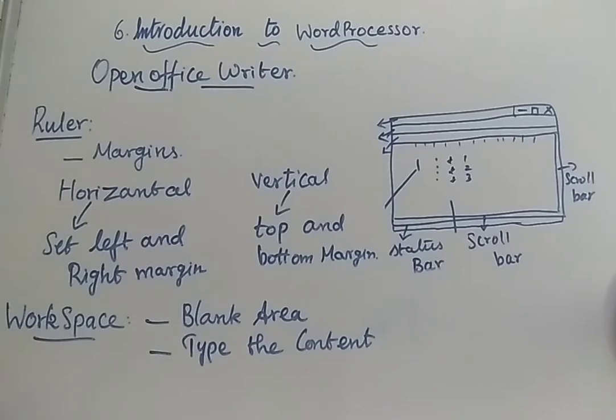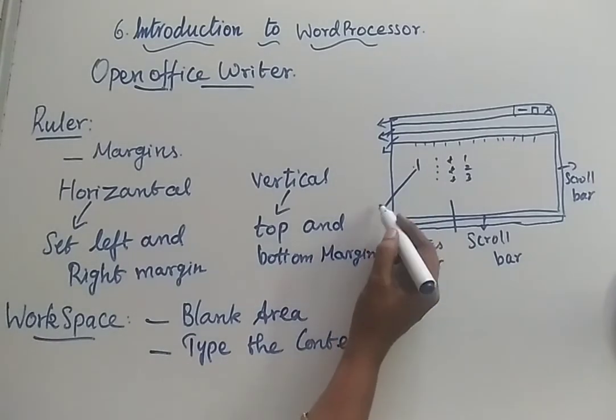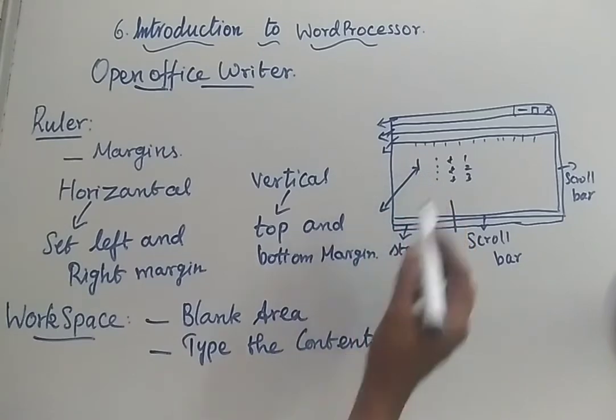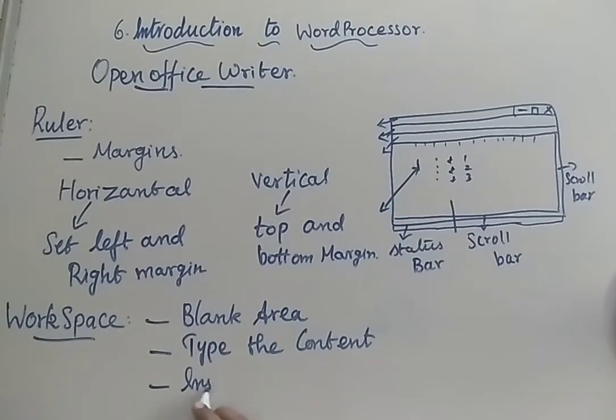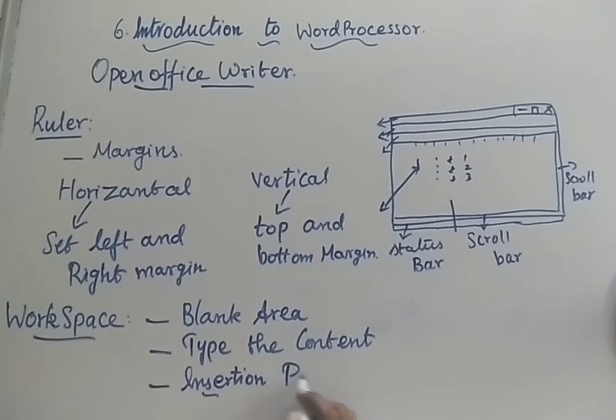You are going to type the content. Here you will see a flashing vertical bar. Just now I told you, your vertical bar will be seen. That is called your insertion point. That will be displayed only in the workspace for you.